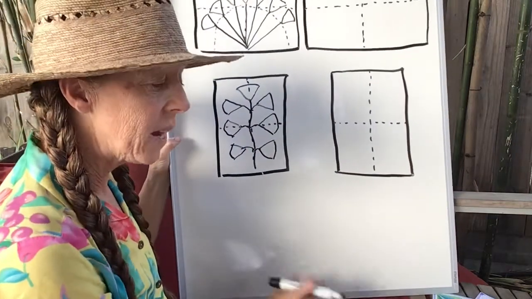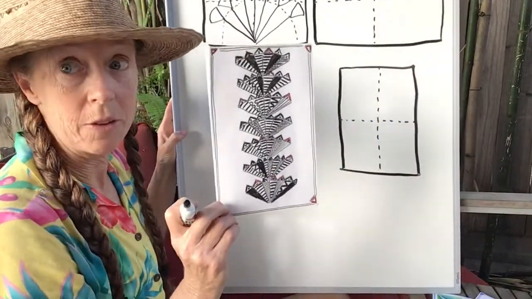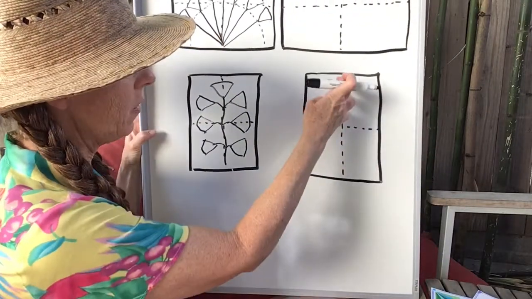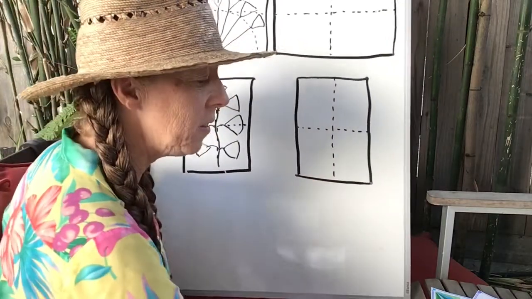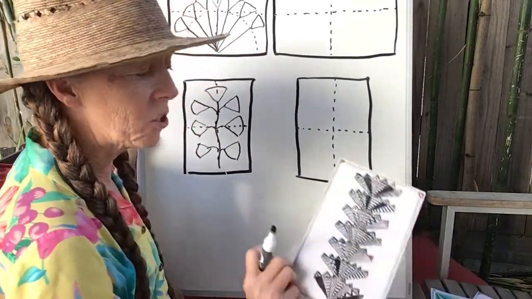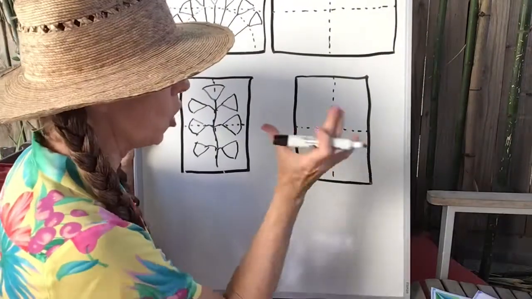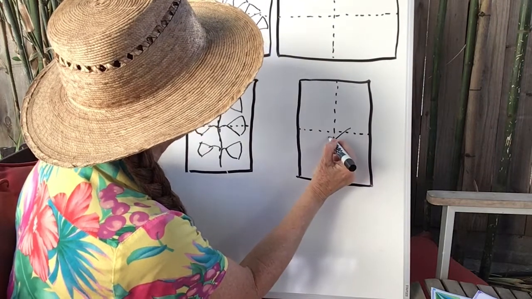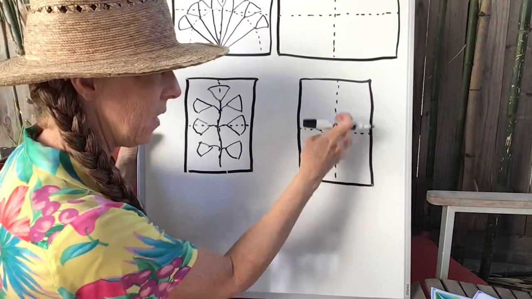All right, so my next design, this one, is just fans straight up and down. So I know that I want to have 3 on the top and 3 on the bottom and 1 in the middle. So I start with my middle fan. In this design, I was doing sections with patterns in it, so I wanted my fans to be really open. So I'm starting out with a very wide open fan. And there's 1. Now I need to fit 3 here and 3 here.